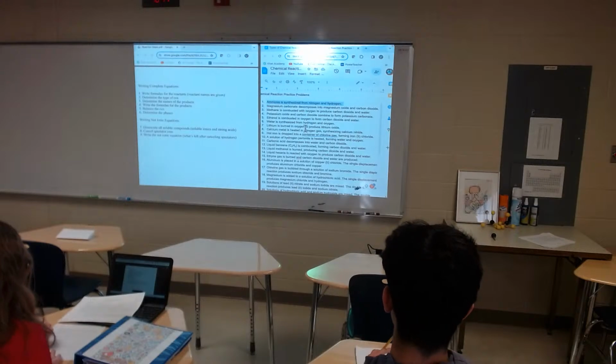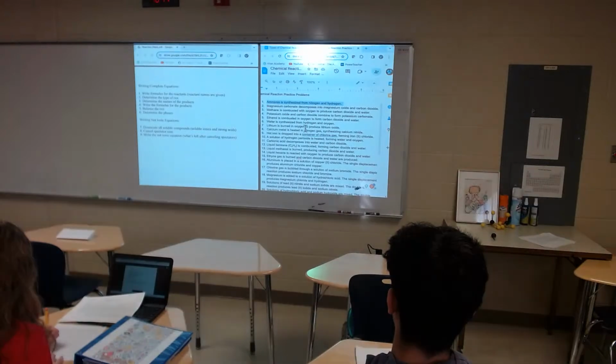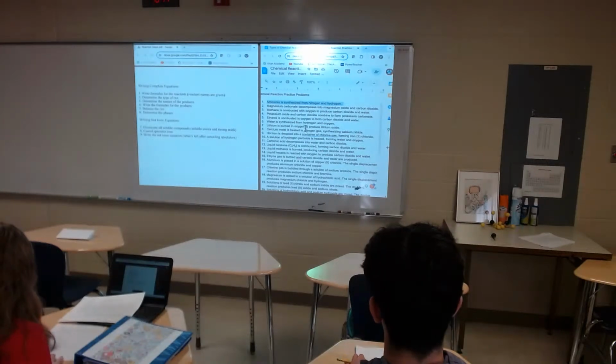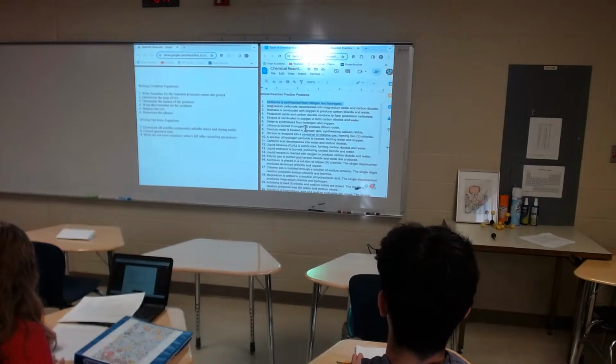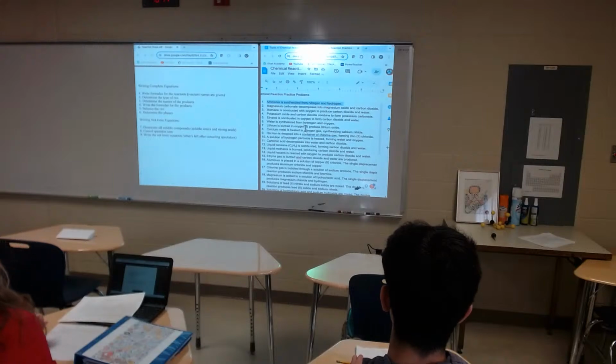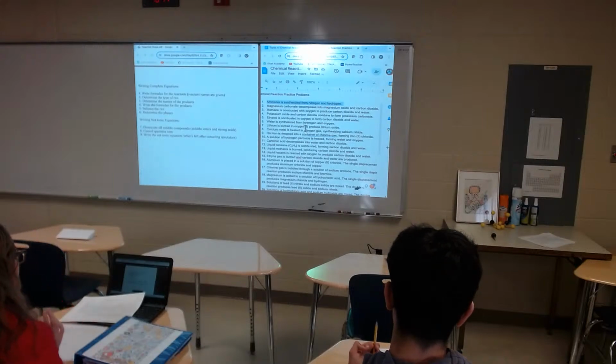Step number 1. We're going to write the formulas for the reactants. And the reactant names are given. So let's read our statement again. Ammonia is synthesized from nitrogen and hydrogen. So what are the reactants? Nitrogen and hydrogen. Everybody follow that, right? Because the reactants are what you get products from.